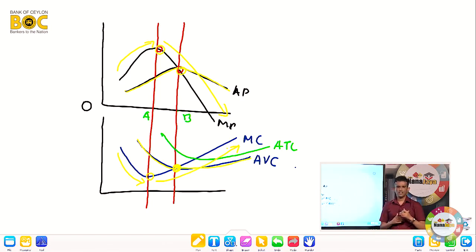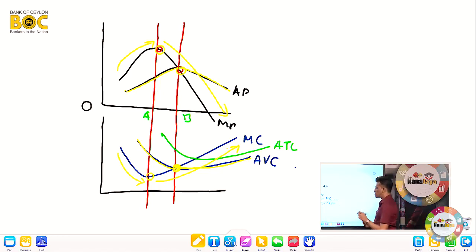Therefore, we say that the average product and the average variable cost curves are representing a mirror effect. Average product increases, average variable cost goes down. Average product reaches its maximum point and average variable cost reaches its minimum point. And then when average product decreases, what happens to the average variable cost? The average variable cost goes up. So there is such a mirror effect between the average product curve and the average variable cost curve.